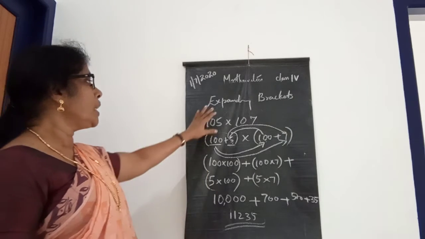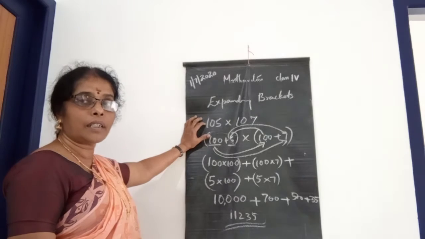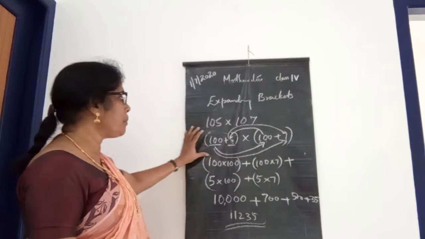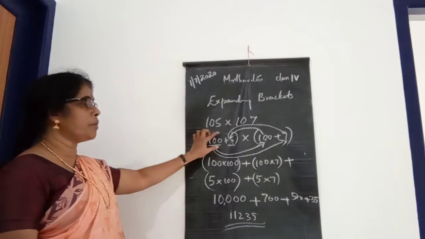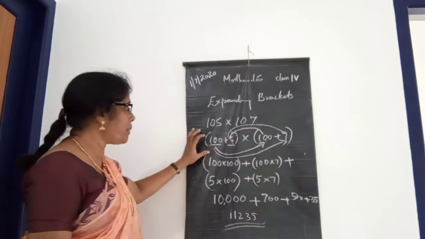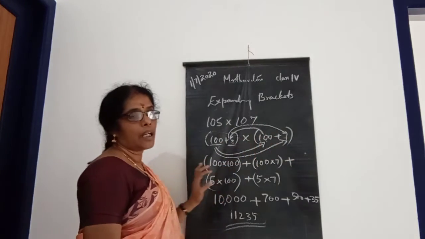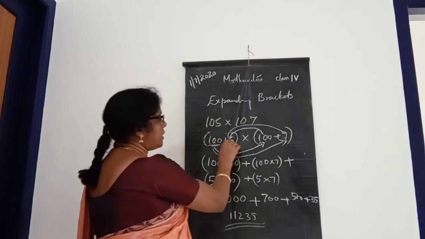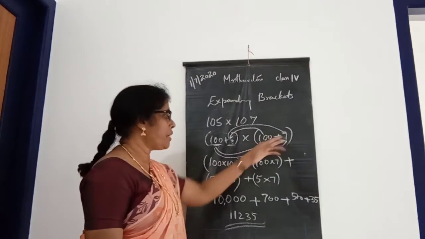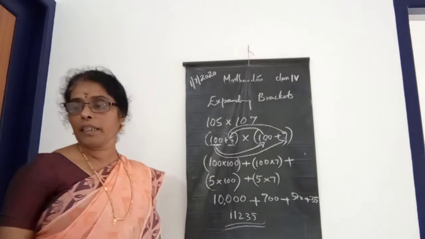First you have to expand the bracket, expand the number. Thus 105 is 100 plus 5, and 107 is 100 plus 7. And the next step, you have to multiply the first number with the two numbers of the next bracket. After finishing that, you take the next one. Which one is next? 5. Then 5 into 100 and 5 into 7. Then you multiply and add. Okay. Then next.